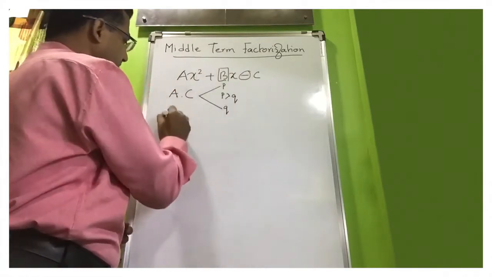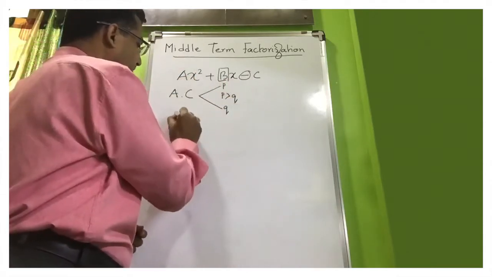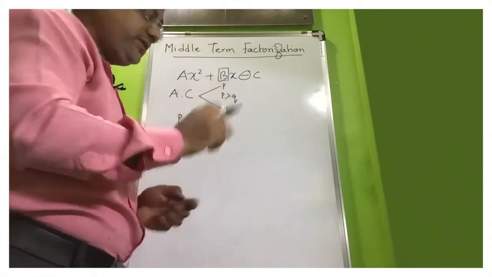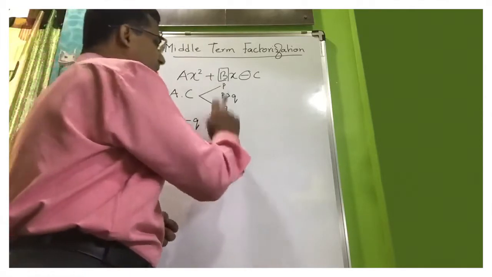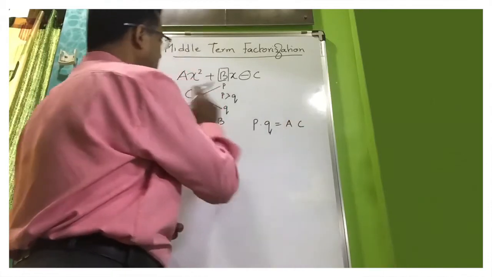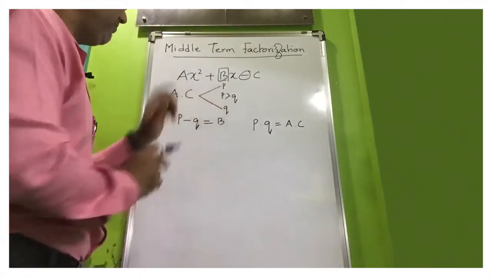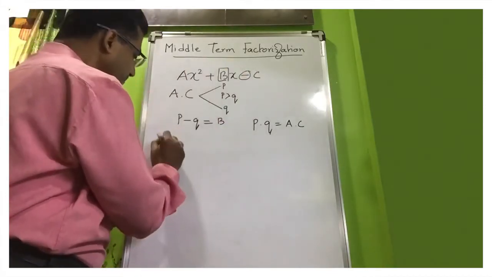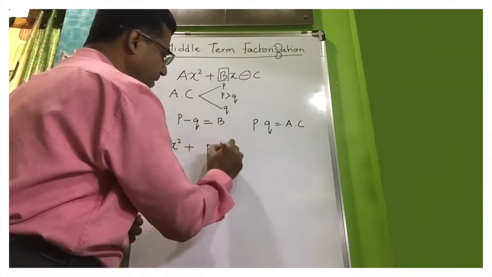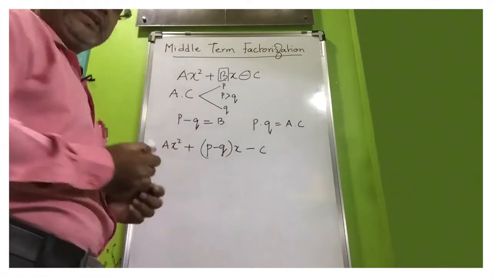So when this is minus, we have to take the two factors in such a way that the difference of the two factors is the middle term, that is B. Right? The difference of the two factors should be middle term B, and of course the product is AC always, because we have taken the two factors from the product itself. Now after getting this, you have got ax square plus, in place of B we write P minus Q, x minus C. Let us take one example.